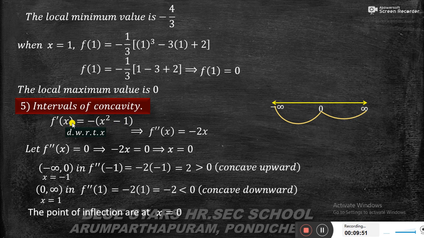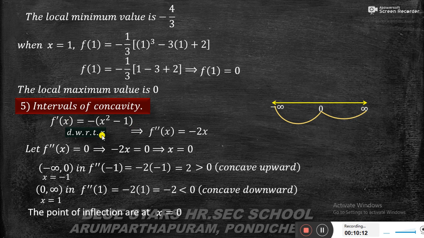So that means we know the given function y equals minus 1 by 3 x cubed minus 3x plus 2. After that we differentiate the given function. f dash of x equals minus 1 by 3 times 3x squared minus 3. So we just cancel the 3, we get the answer minus of x squared minus 1. This is the f dash of x.